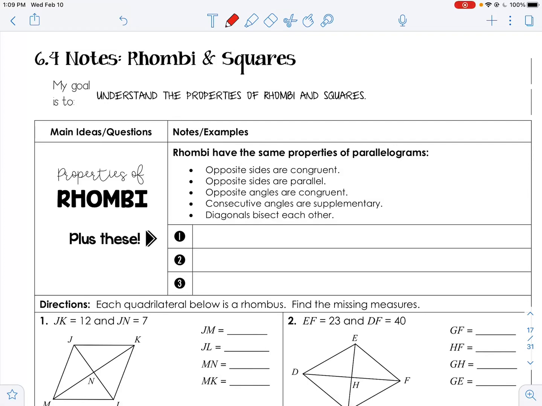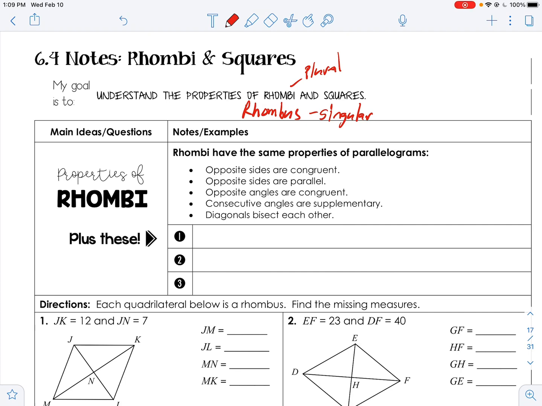Unit 6, Section 4, rhombi and squares. Rhombi is the plural of rhombus. We can put R-H-O-M-B-U-S, singular. Put plural. Rhombi, more than one of them. One of them is a rhombus.